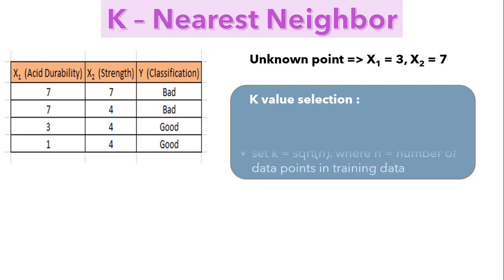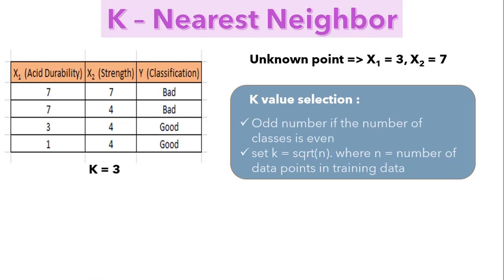So usually we consider an odd number if the number of classes is 2, and another simple approach to select k is to set k equal to the square root of n, where n is the number of data points in the training data. So for our use case, let's say k is 3.